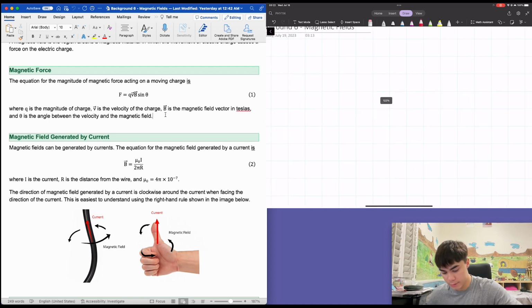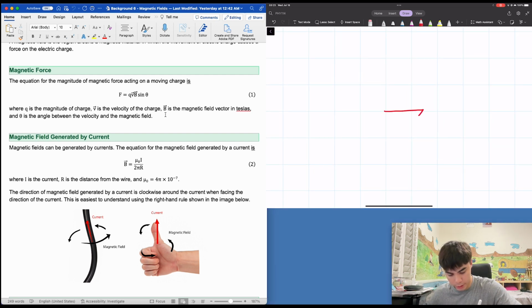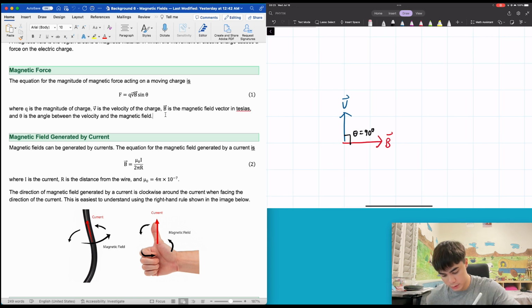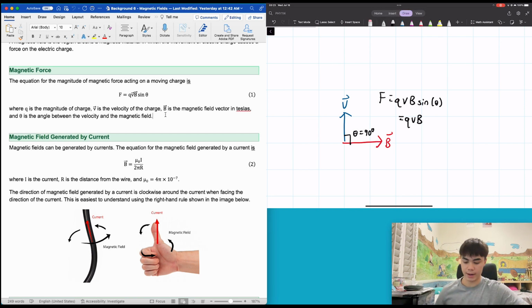So if we have a magnetic field to the right and then a charge moving directly up with velocity, then the angle between them is 90 degrees, so the force is QVB sine theta, but since theta is 90 then sine of theta is 1, so QVB is the magnitude of force. And to find the direction of the force, we point our fingers in the direction of the magnetic field.